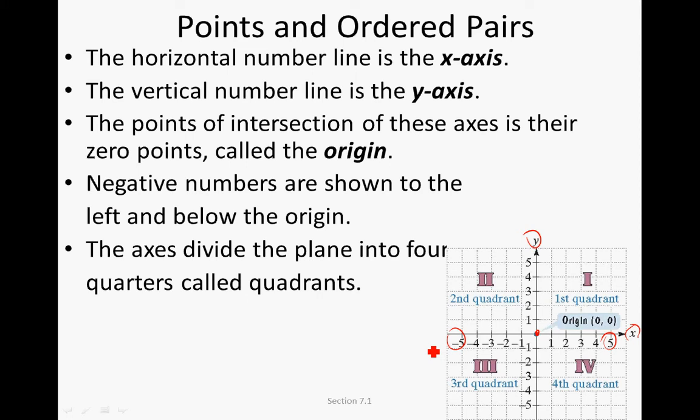Along the y-axis, positive points are up and negative points are down from the origin. And that divides our graph paper into 4 quadrants labeled quadrant 1, 2, 3, and 4. And so that goes counterclockwise from the top right quadrant, which is a little bit different than people usually number things, but that's quadrant 1, 2, 3, and 4.